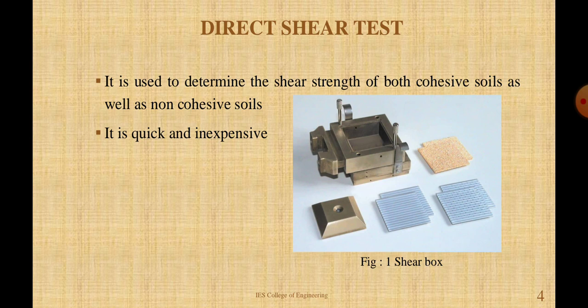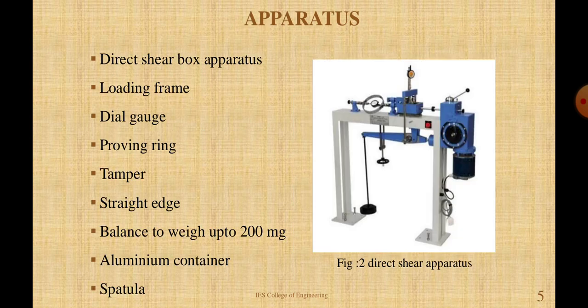Figure 1 shows the shear box with different porous stones. Apparatus: direct shear box apparatus, loading frame that is used to apply vertical load, dial gauges for measuring horizontal displacement as well as vertical displacement, proving ring for measuring shear force, tamper, straight edge, balance to weigh up to 200 mg, aluminum container and a spatula.